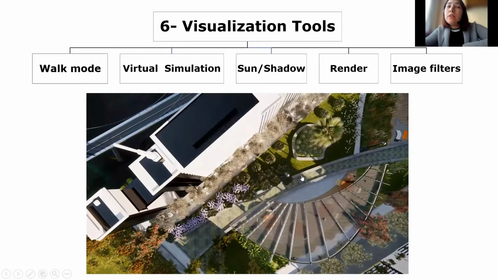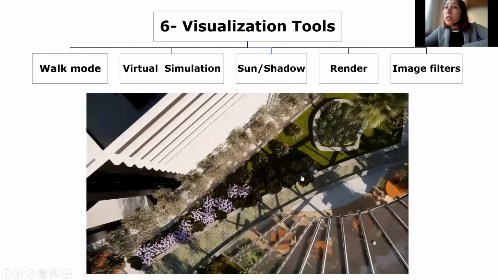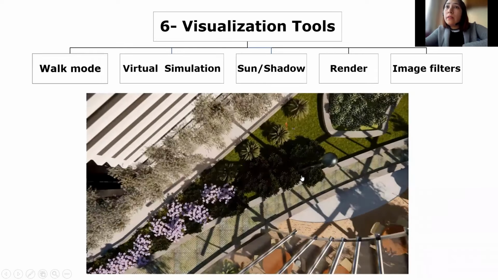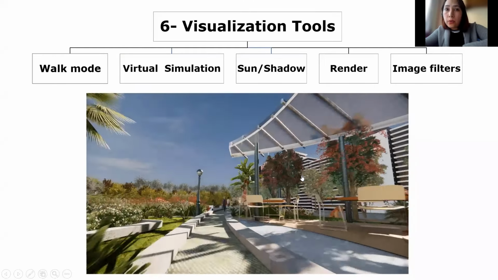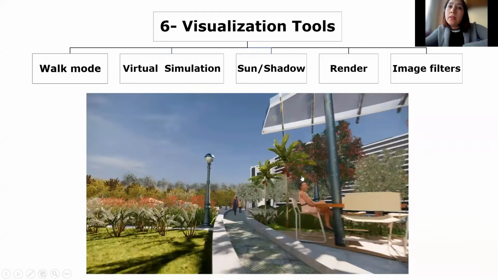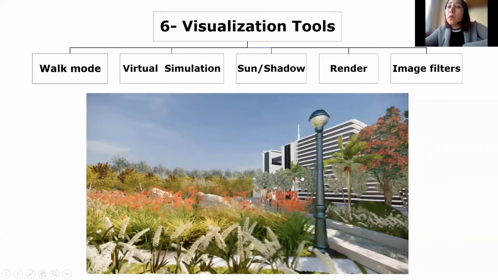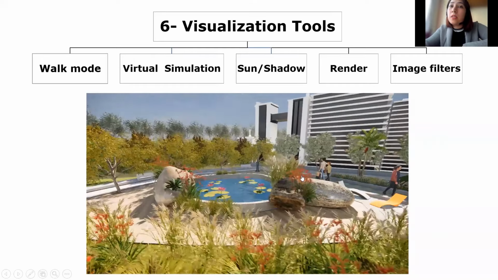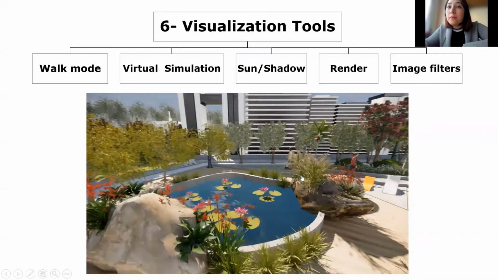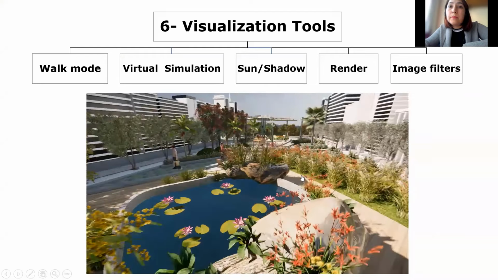For visualization, we have work mode, visual simulation, sun and shadow tool, render, different possibilities for render, and an image filter inside the program. The animation you see here, the project is modeled with Lands Design, and the animation is made with Enscape in this example.